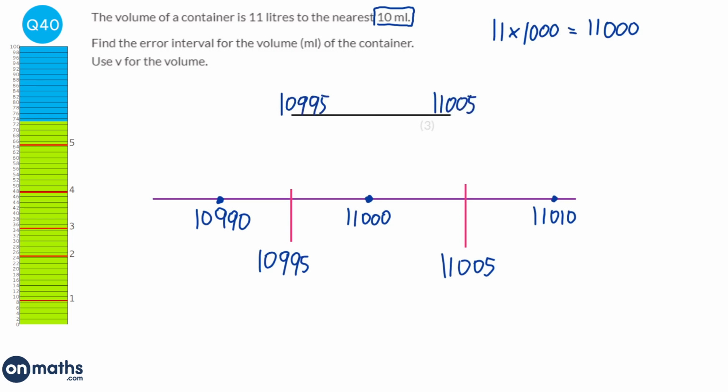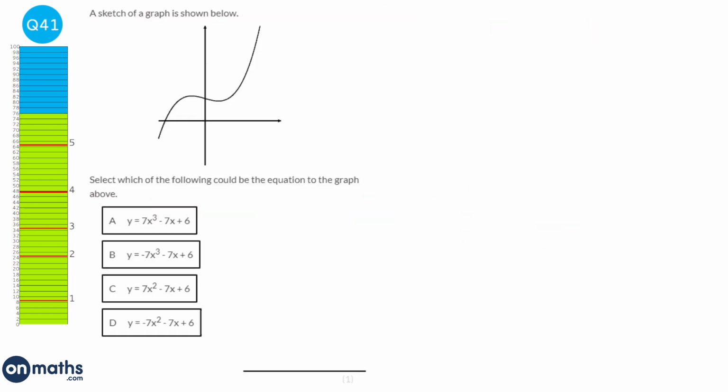And we just need to say that v can be anything above the 10,995 and including that, and it can be anything below 11,005, but it can't include that, because if it did, if it was 11,005, it would have rounded up to 11,010.